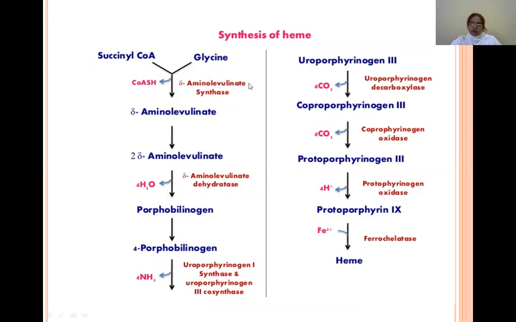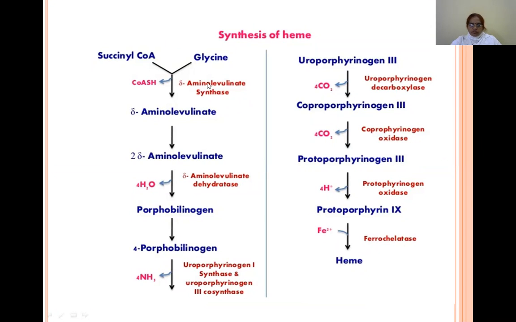This delta aminolevulinate synthase is a PP-dependent enzyme. PP means pyridoxal phosphate-dependent enzyme. Don't forget, delta aminolevulinate synthase is a pyridoxal phosphate-dependent enzyme. This reaction occurs in the mitochondria. The formation of ALA occurs in the mitochondria.